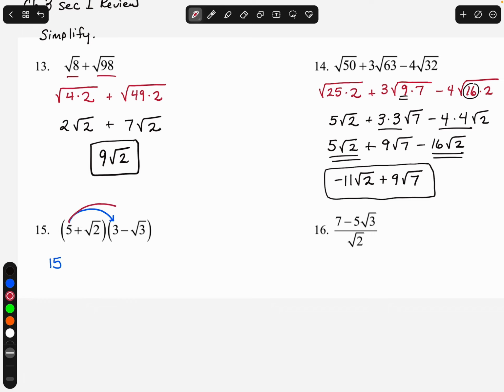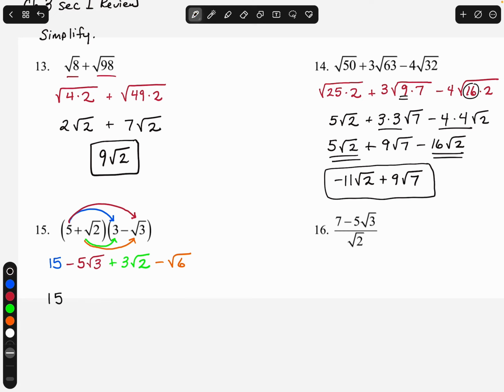Then when I do 5 times a negative square root of 3, I'm going to have minus 5 square roots of 3. Positive radical 2 times 3 would be plus 3 square roots of 2. And then a square root of 2 times a negative square root of 3 is going to give us a negative square root of 6. And as we look at that, none of these are like terms, and none of them simplify down anymore.